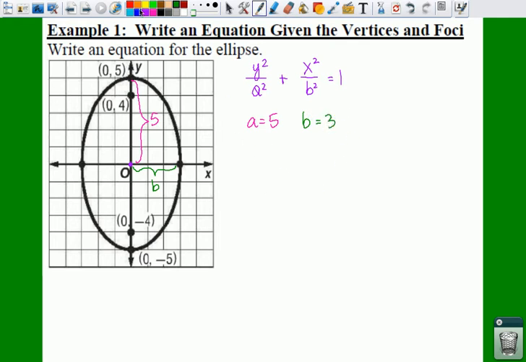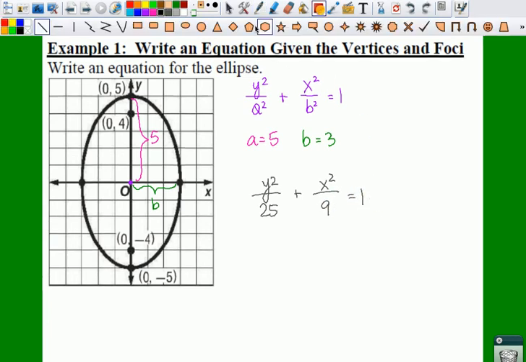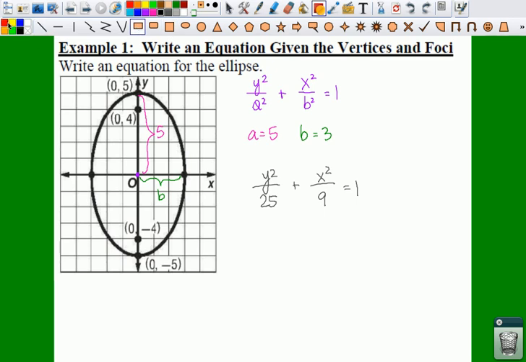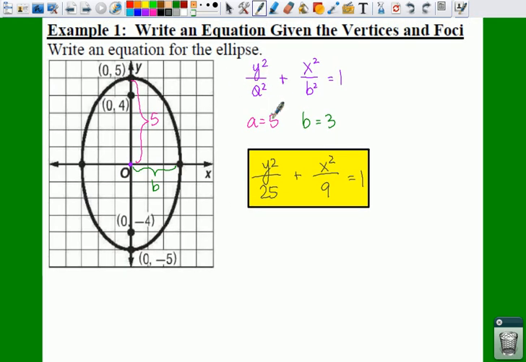So in order to write your equation, all you have to do is say y squared over your a squared, which is 5 squared, or 25, plus x squared over 3 squared, which is 9, and that is equal to 1. So this is your equation when you are given the picture. These are the nice ones to actually write out. Notice the center is at your origin too, so this will be a nice little example to start off with.